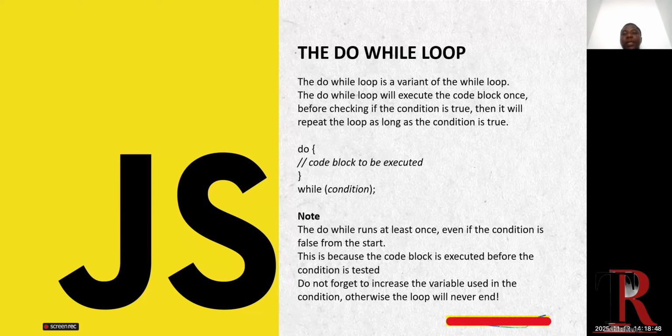In this lesson, we're taking a look at the do while loop. The do while loop is a variant of the while loop. Like we saw in the previous lesson where we treated the while loop and how it can be set, how to avoid endless looping in your browser. We saw all of those things.